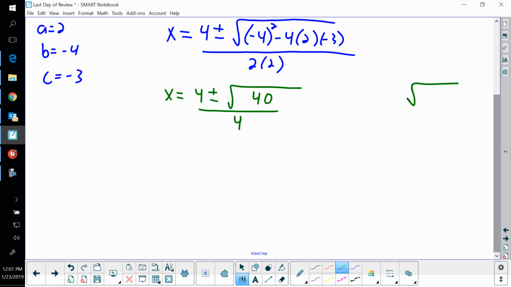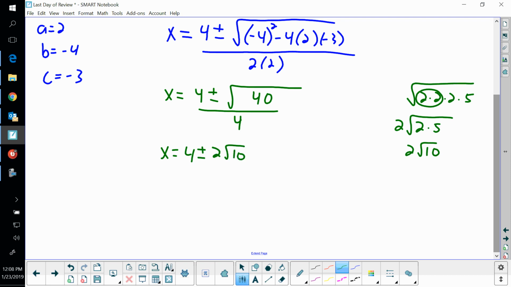So off to the side, I'm going to do this. So we'll have 2 times 2 times 2 times 5. The square root, so we circle any pairs. 1, 2 from that pair goes inside. We still have 2 times 5 inside, so that's really 2 radical 10. So we'll rewrite this as x equals 4 plus or minus 2 square root of 10 over 4.